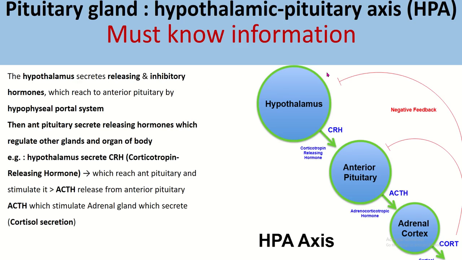The hypothalamic pituitary axis. The hypothalamus secretes some releasing hormones. These releasing hormones act on the anterior pituitary, and the anterior pituitary secretes some hormones which act on another gland of the body, and the final hormone secretion is liberated from this final gland. So there is a sequence of events shown here: hypothalamus, pituitary, the target gland, and final secretion of the hormone.